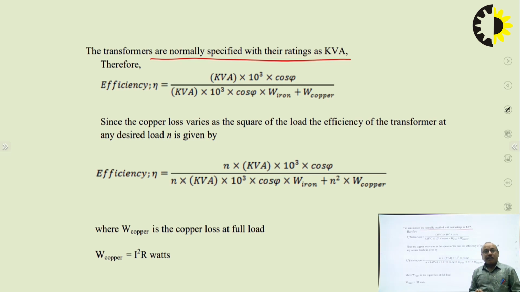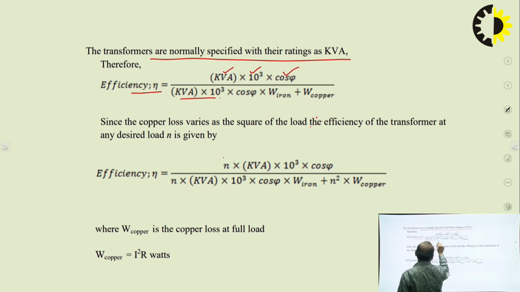That's why the power rating of a transformer can be taken in volt ampere or kilovolt ampere or megavolt ampere. So efficiency can be written mathematically as the kVA output power rating, or rated power of the transformer, multiplied by 10 raised to power 3, so that we can convert this power to VA, multiplied by power factor, so that this power comes in watts, divided by output power again, kVA into 10 raised to power 3 into cos phi, plus iron losses, that is W iron, or core losses, plus copper losses, W copper.